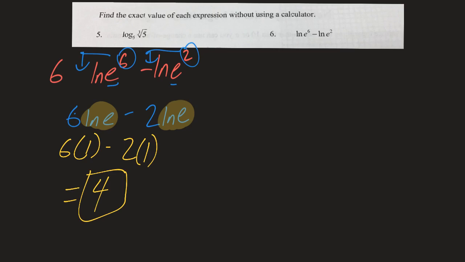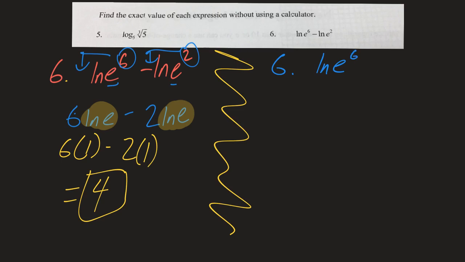Now, what if you decided to do this differently? Could there be an alternative method to solving this question? Absolutely. Look at this. If instead you took problem 6, the same problem, natural log of e to the 6th minus natural log of e squared, and you said, wait a minute, I see that these two logs are being subtracted, and I'm going to make that into a single log, natural log of e to the 6th over e squared. Well, what's e to the 6th over e squared?